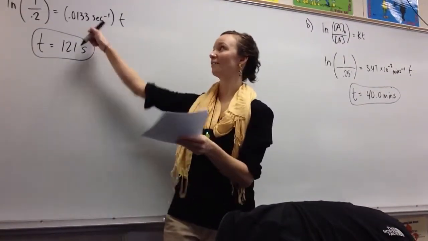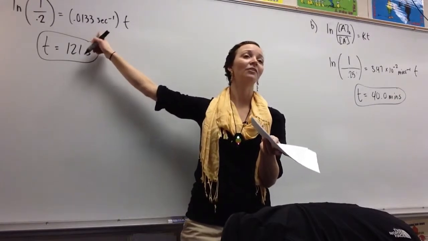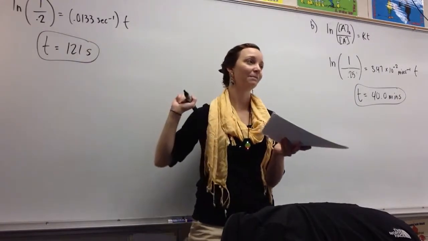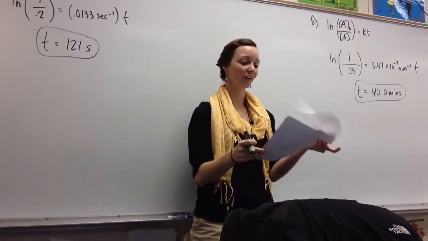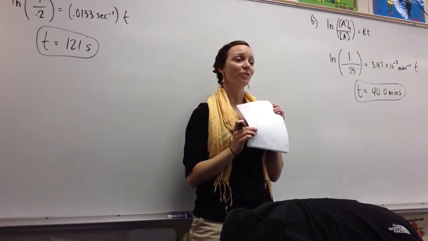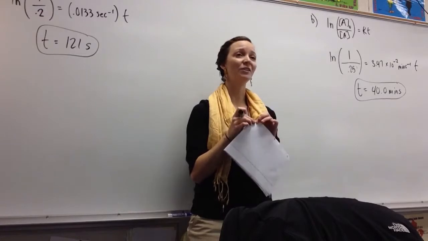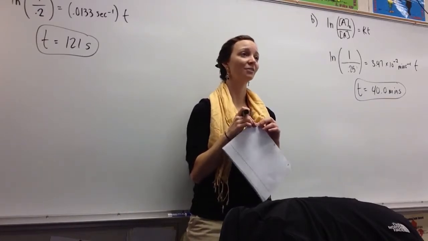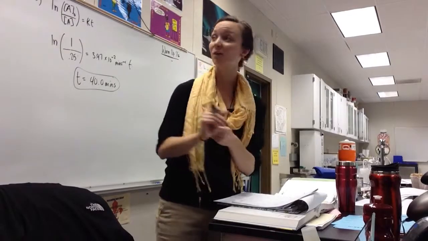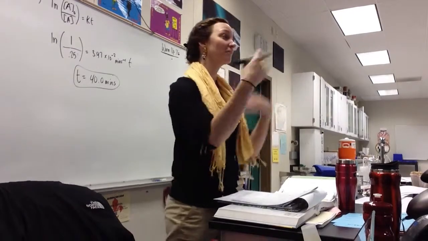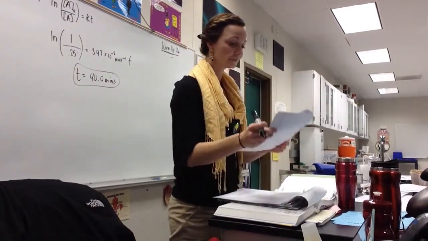Questions on how we did that? Again, I got the k value from number 3, we had already figured it out in number 3. Okay, great. So that's first order integrated rates. Not too scary once you slow down and use them. It's mostly just plug and chug. Now we've covered first orders, so we're going to cover second orders really quick.